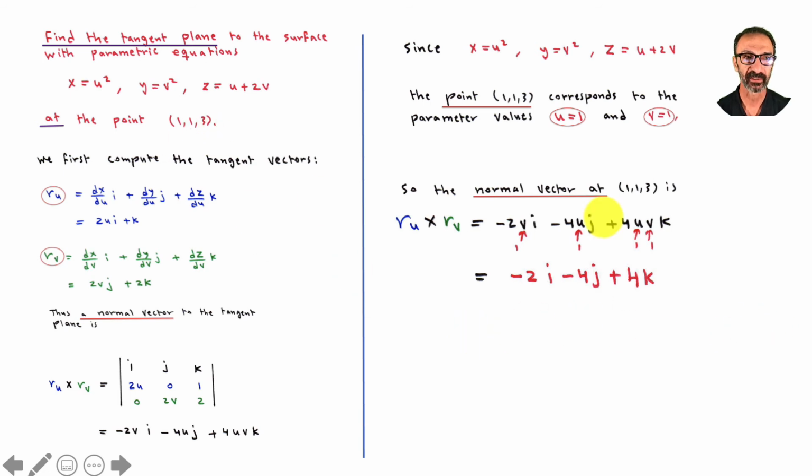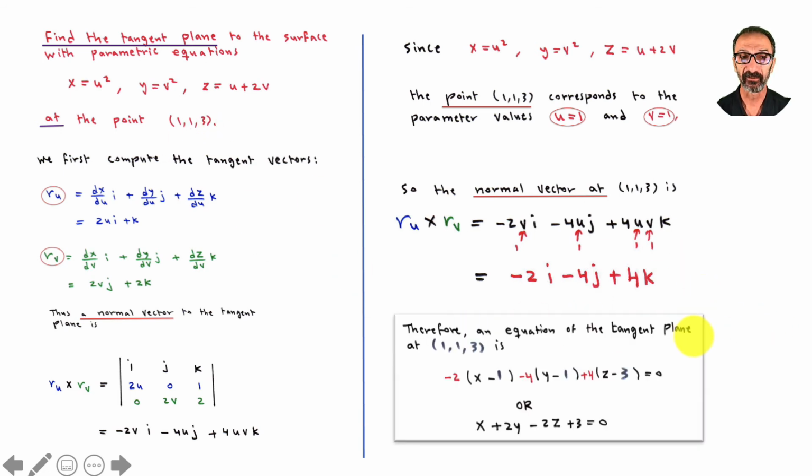Let's summarize this problem. Therefore, an equation of the tangent plane at (1, 1, 3) is, remember, those come from the normal. That's my normal. And I'm using a different color for the point: x minus x1, y minus y1, and z minus z1. Simplify this, I get x plus 2y minus 2z plus 3 equals 0. That should do it for this problem. And let's move on.